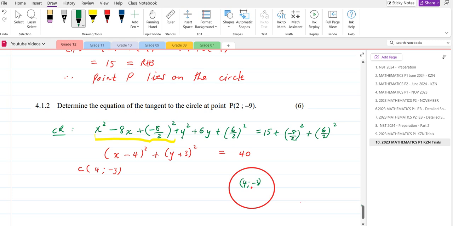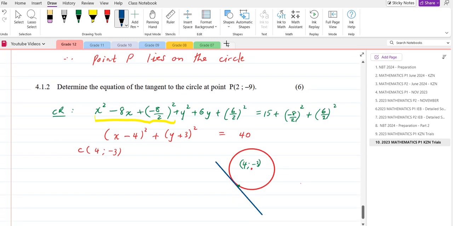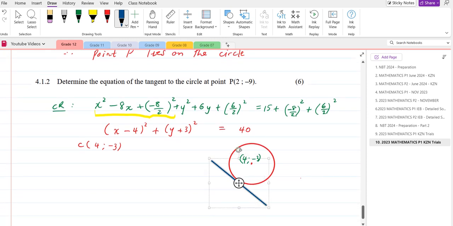And point P is (2, -9). Point P is (2, -9), so it's going to be on this side, lower down. So point P is somewhere around here, right? (2, -9). So we're trying to find the equation of this tangent, which is at point P here, right? So just to visualize and try to make sense of the problem, right? Because it's 6 marks. So we know this point P is here.